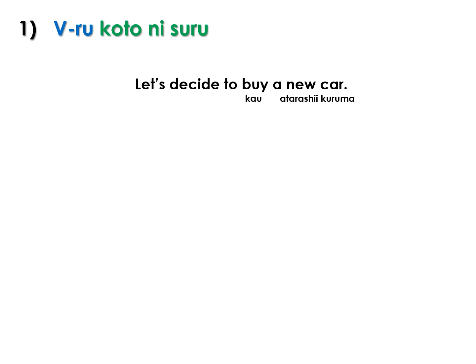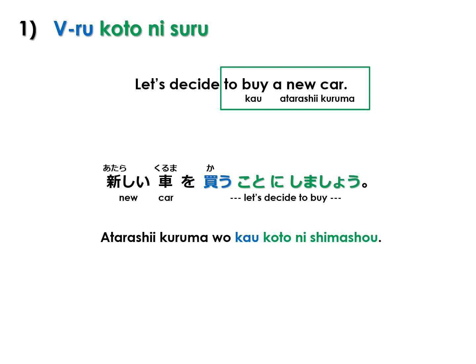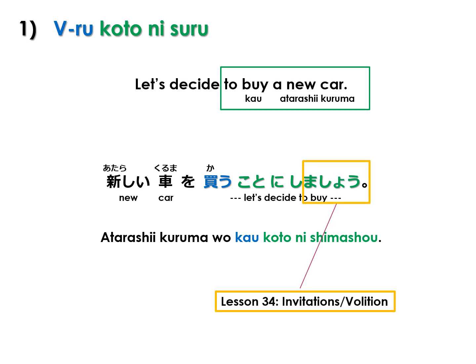Last example for the first pattern. Let's decide to buy a new car. We nominalize this, to buy a new car. In Japanese, 新しい車を買うことにしましょう。Here, we conjugate the ending suru to shimashou to express let's, turning the whole sentence into an invitation. You can review how to make invitations using the mashou conjugation in lesson 34.